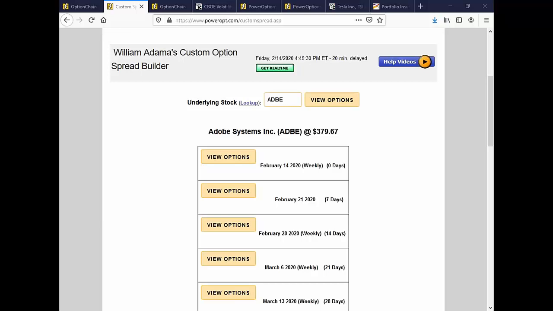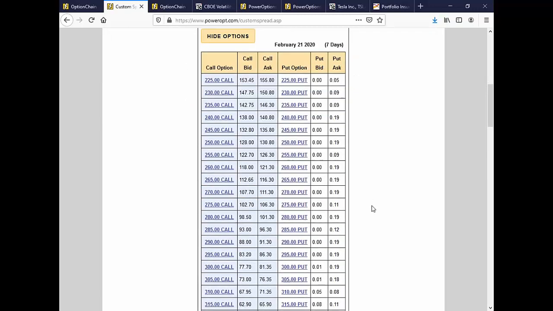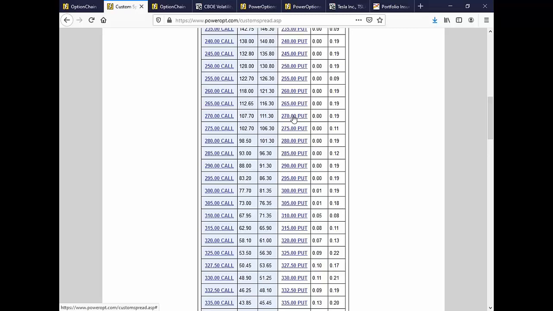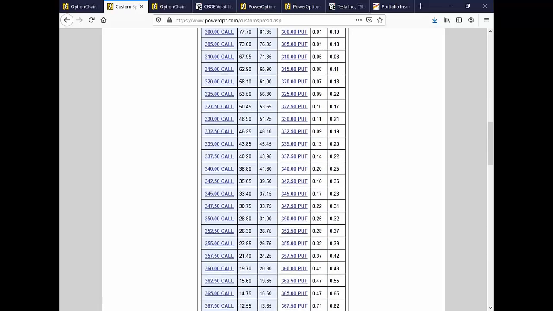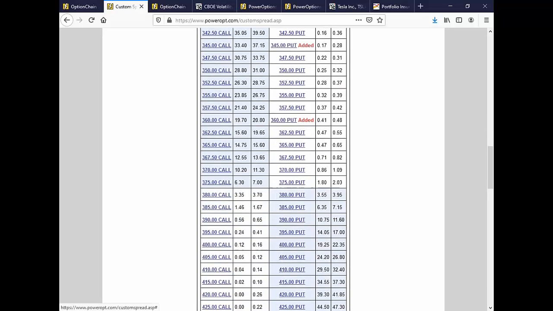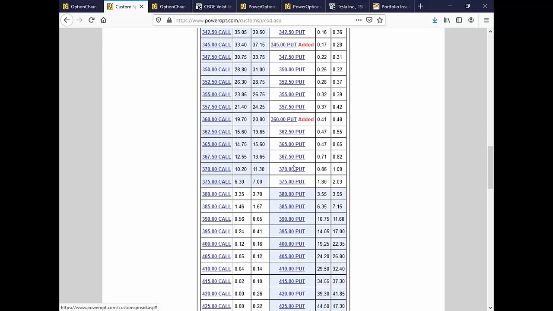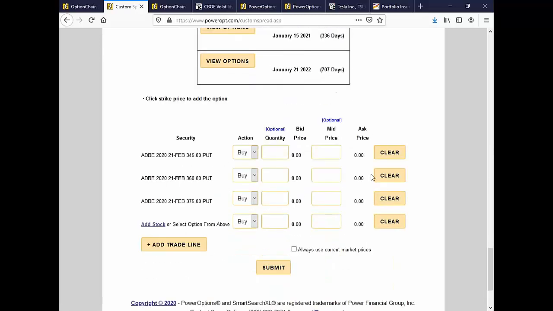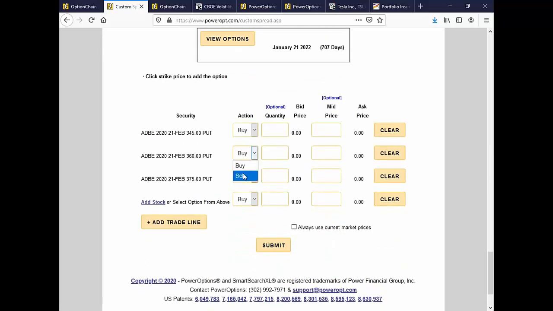Put butterfly, 340, 365, 375, expiring on February 21st, bought at a price of 477. All right, so February 21st, we are 345 again. Almost clicked on 245, Zaid. All right, 345, 360, two of those, 370, 5. Gotcha. All right, so I'm assuming this is standard. Sell 2 here, buy 1 there.